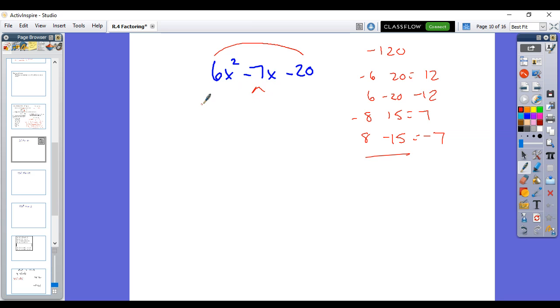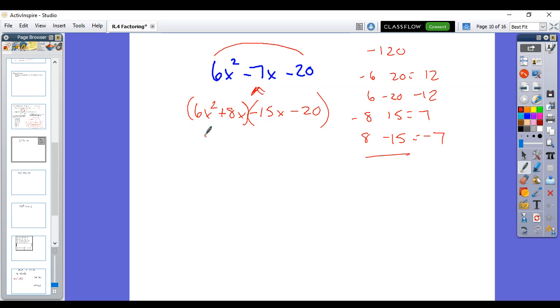This will now become 6x squared, and then we're going to use these right here, plus 8x minus 15x, and then minus 20. So all we did is split this linear term, this middle term, into two parts. Now we can group these two together, and we group these two together right here.